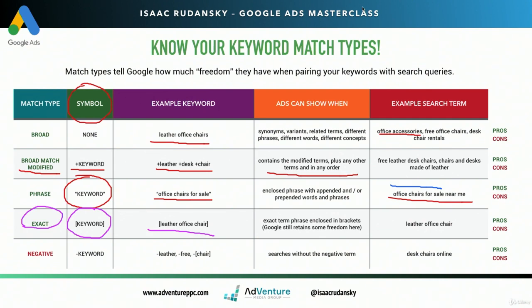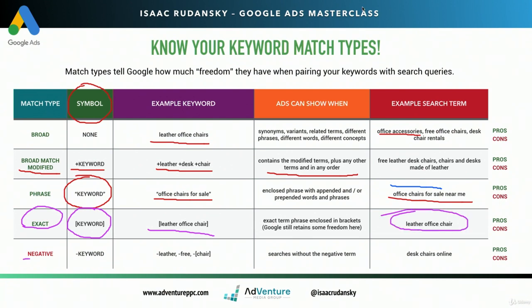And then recently Google made a few more changes to exact match that sometimes they call semantically similar intent. And I'll give you some exact examples of that from Google themselves in a couple lectures from now when we talk about exact match specifically. But just know that exact match still does give you the most control. Leather office chair would be the example search term that an exact match keyword would show up for.